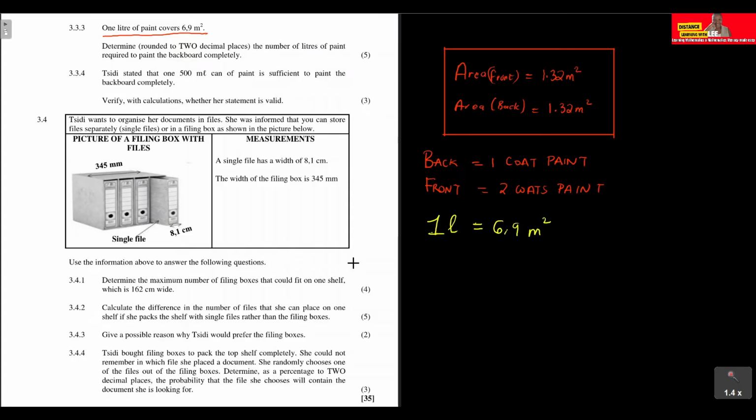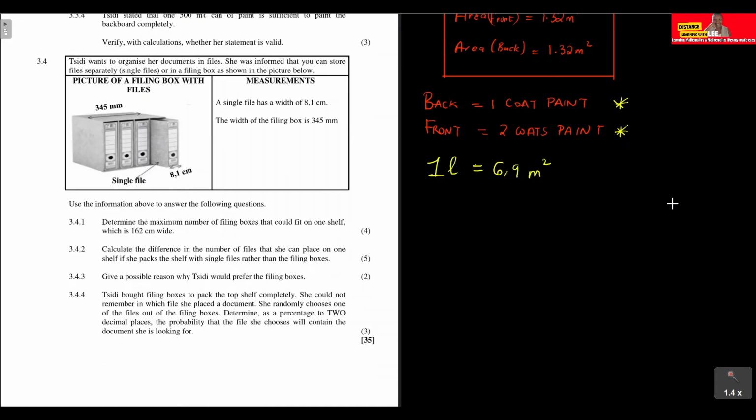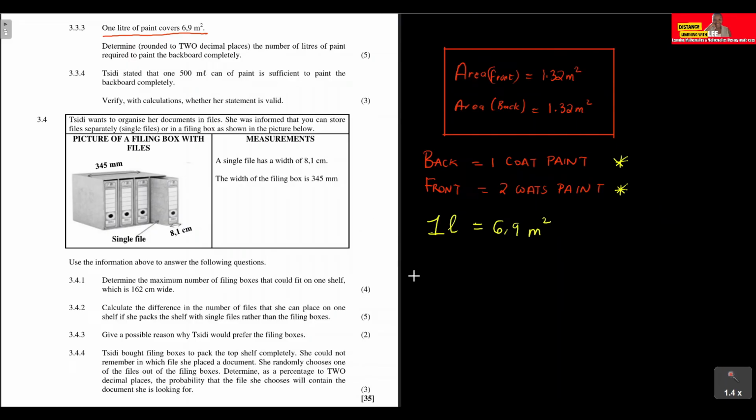Determine, rounded to 2 decimal places, the number of liters of paint required to paint this backboard. So now we're going to start off by determining how many liters of paint we will need for the back part of our backboard. How many liters of paint will we need for the front part of our backboard? Then we're going to add these 2 amounts together to determine, rounded to 2 decimal places, the number of liters that are actually required. Okay, so that is what we're going to do. This is question 3.3.3.